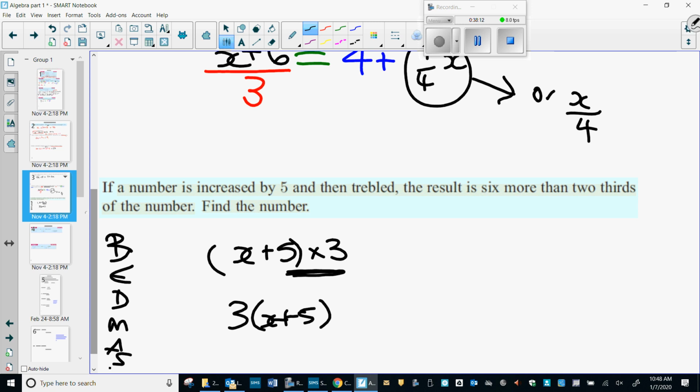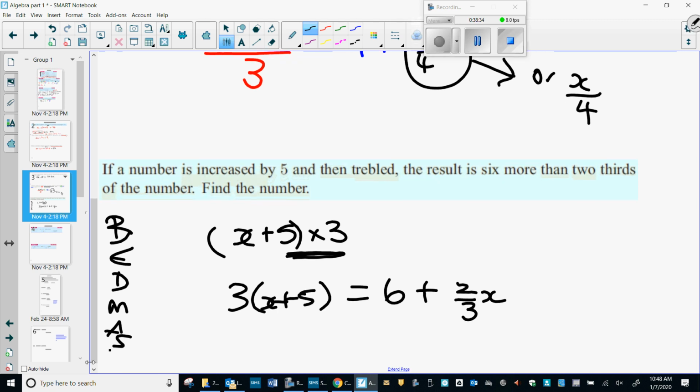If a number is increased by 5 and then trebled, the result is, so Imani, you can keep going. Equals 6 plus 2/3 of the number, which is x. So what am I going to write? 2/3 x. Lovely. Again, we're not finding the number. That's when it starts to get a bit more challenging. But I just want you to make sure that you can write these things down.